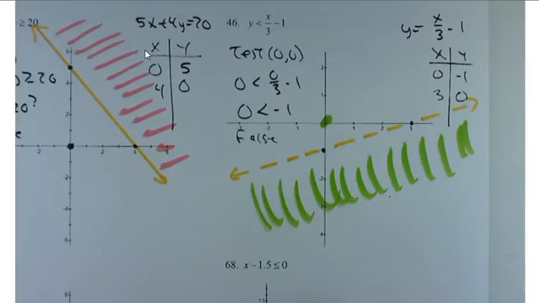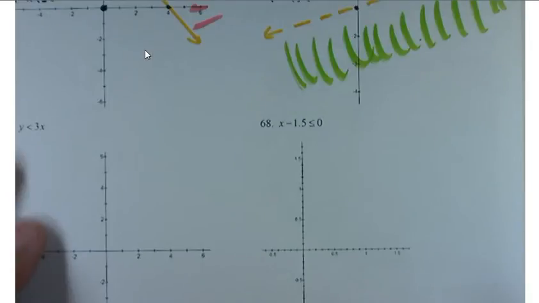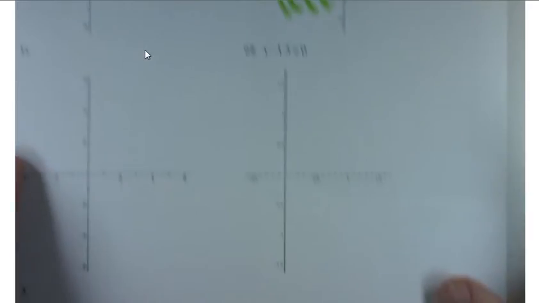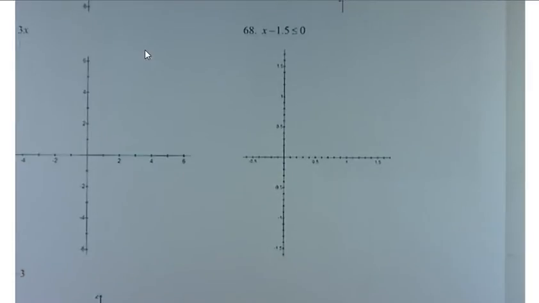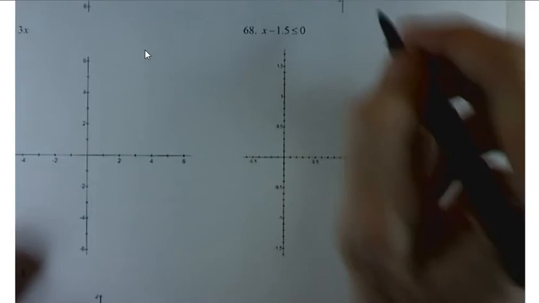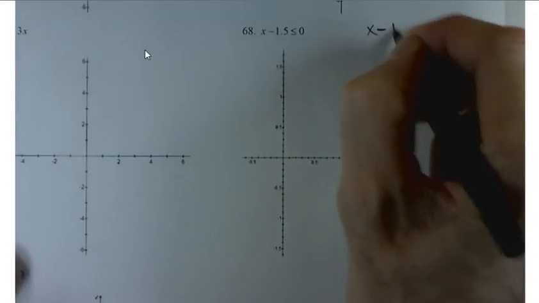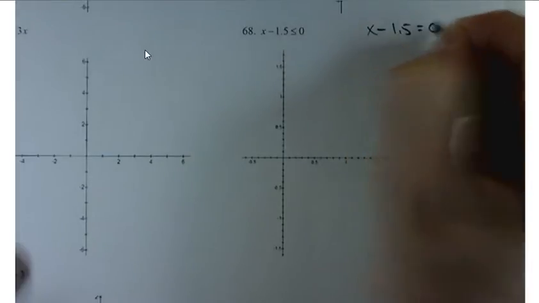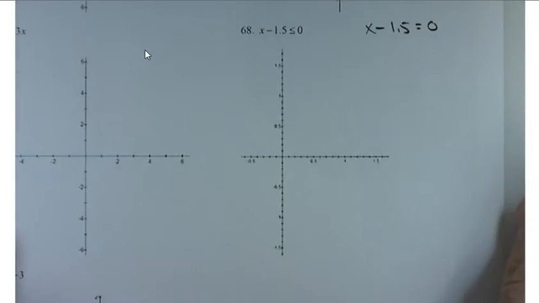Okay. Let's finish up with a couple more here. I'm going to skip problem 56. Let's do problem 68. x minus 1.5 is less than or equal to 0. So it's really x minus 1.5 equals 0 is what we're going to graph.